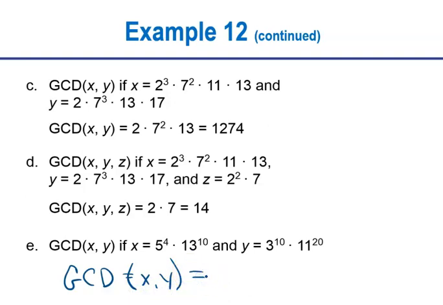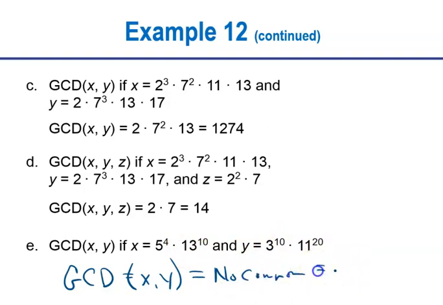So let's compare. I have a 5 to the 4th for x. I don't have a 5 at all for y. I have a 13 to the 10th for x. I don't have a 13 for y. On the other hand, I got a 3 to the 10th. No 3's over here. No 11's over here. There are no common divisors.